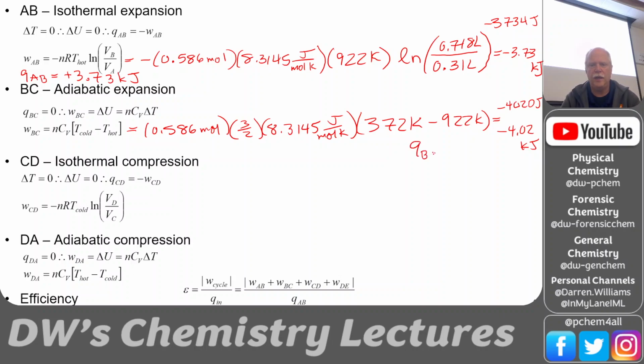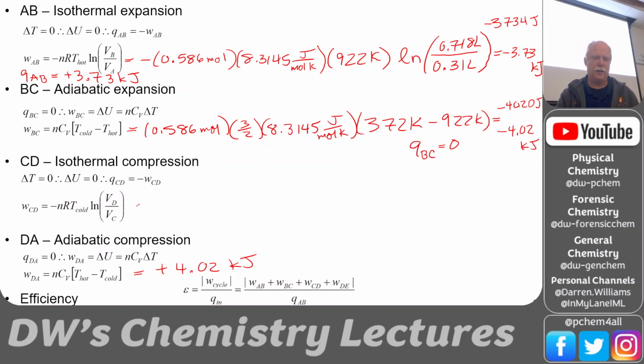And Q_BC, trick question. It's listed up there. It's adiabatic, so Q is 0 on all the adiabats. Now we know that's the adiabatic expansion. For the adiabatic compression, all we do is just swap hot and cold. It's the same magnitude, different sign. So this one is going to be equal to plus 4.02 kilojoules. So even though it looks like we have 4 problems to do, we really only have 3.